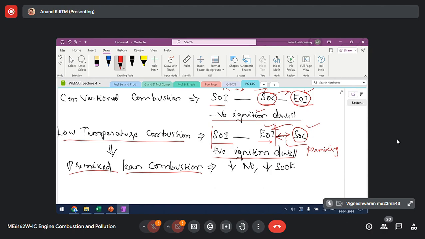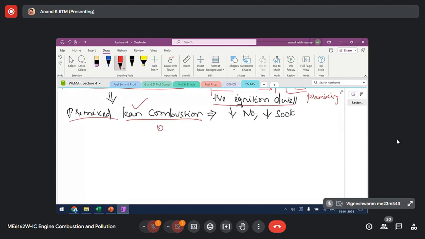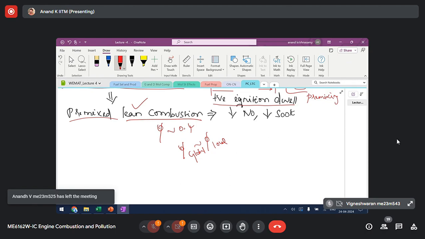There also it is pre-mix, but the difference between this pre-mix and that pre-mix is that here you have a pre-mix lean combustion. Phi is around 0.4 here, whereas in an SI engine, phi value is generally 1.1, above stoichiometry. So here it is pre-mix, but it is lean. With this, what we are trying to achieve is phi global is equal to phi local.